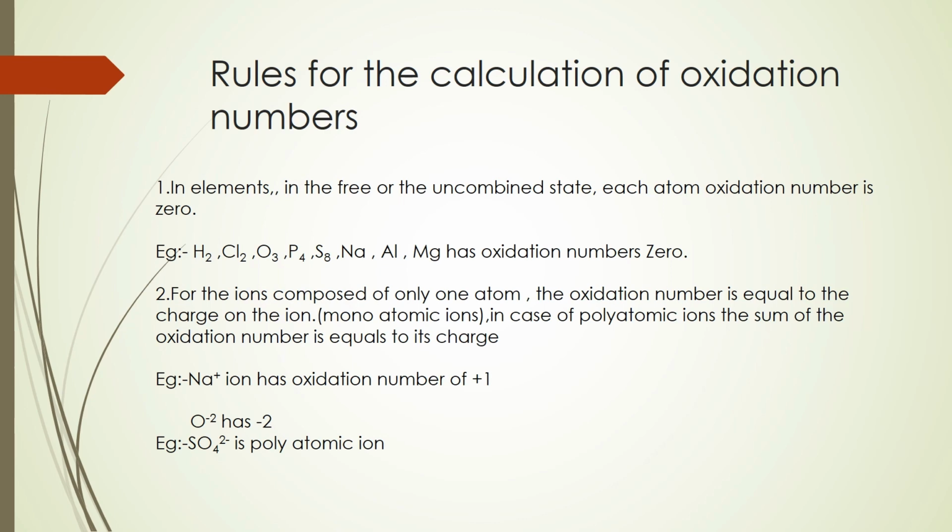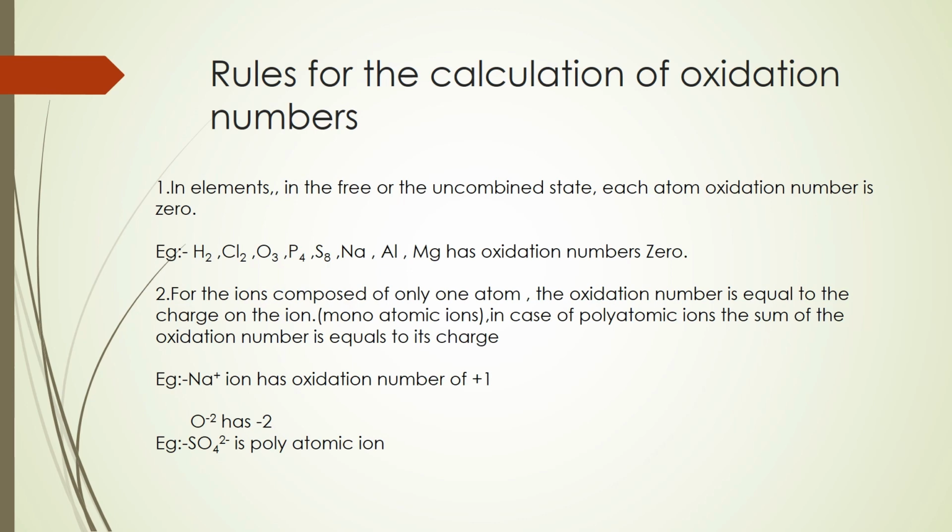And sodium, aluminum, magnesium, these are the neutral atoms. The oxidation number of neutral atoms is also 0. Second point, for the ions composed of only one atom, the oxidation number is equal to the charge on the ion. So we call them monoatomic ions. So for monoatomic ions, the oxidation number is equal to its charge.